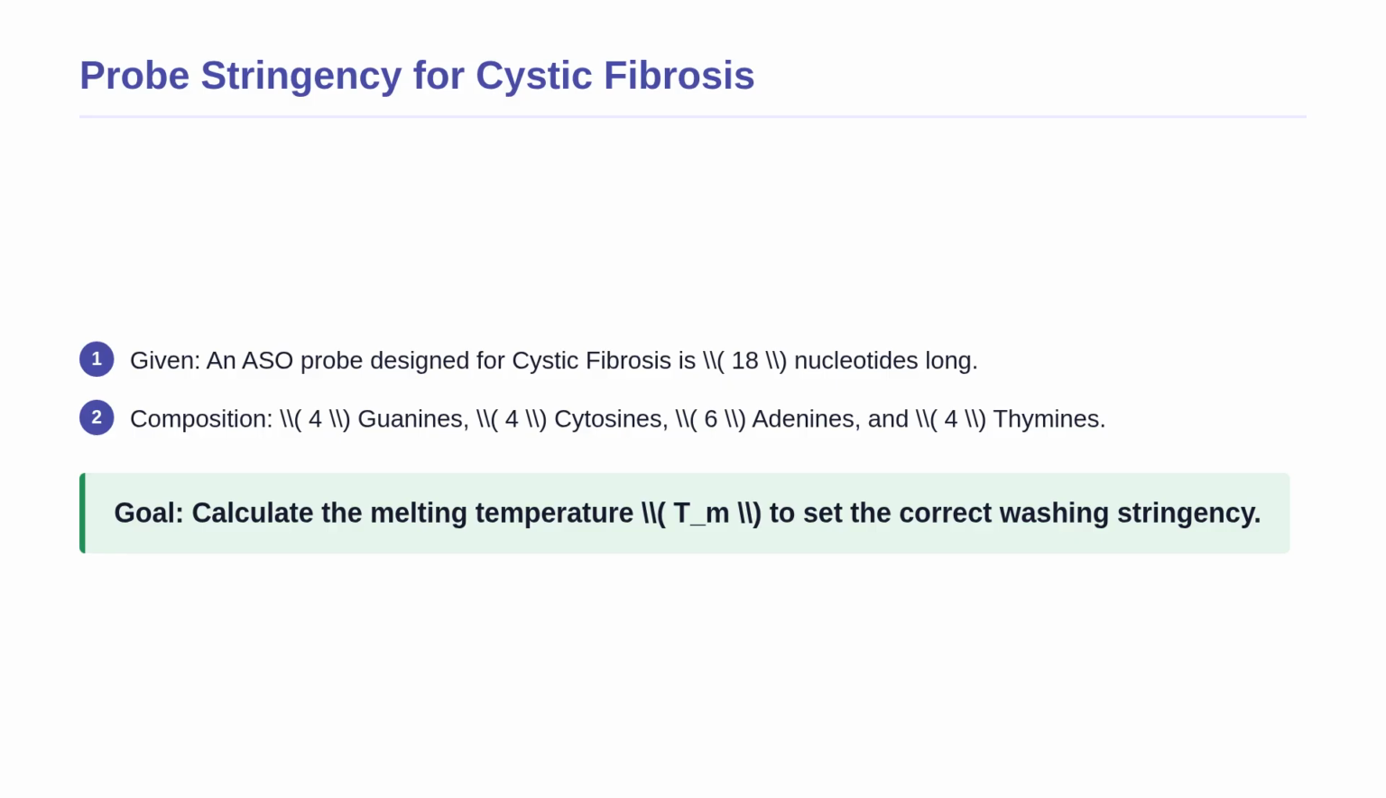To ensure the probe only binds to a perfect match, the washing temperature must be set just below the melting temperature. We will use the Wallace rule to find this exact value.